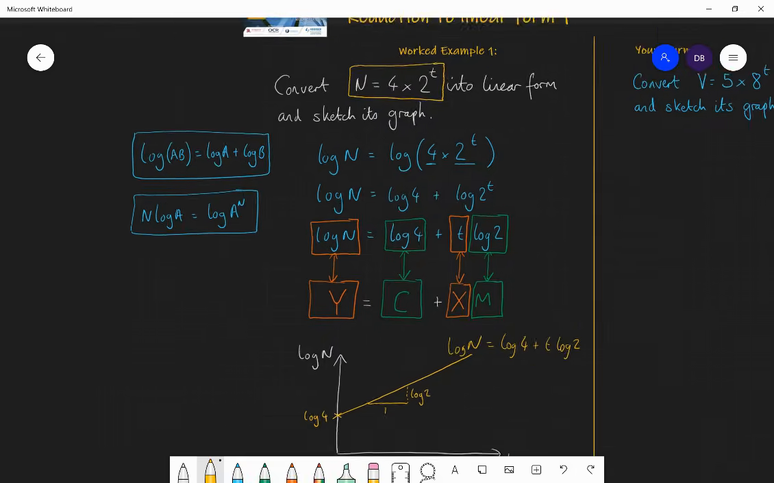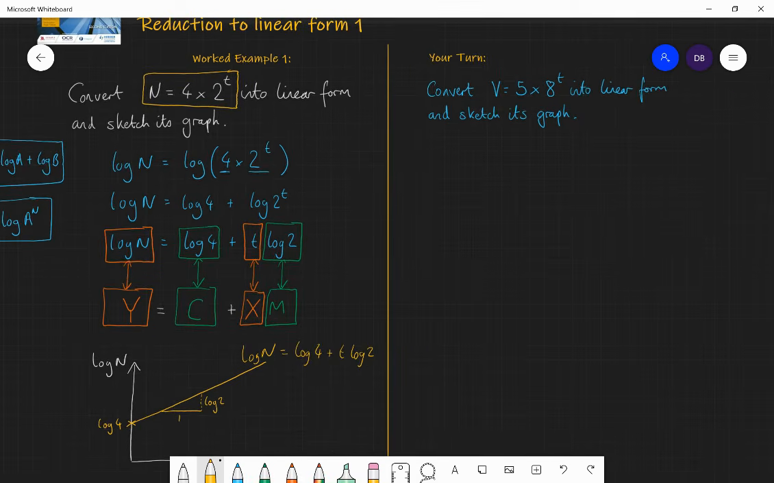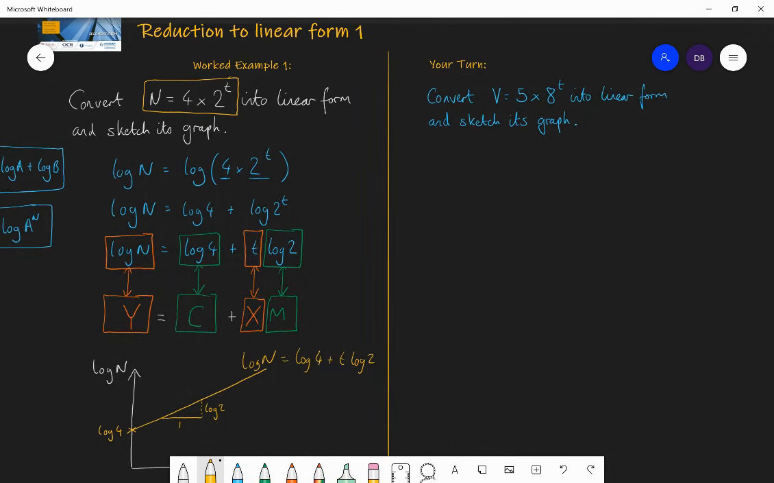Let's see if you can have a go. So I want you to convert v equals 5 times 8 to the power of t into linear form and then sketch its graph. So pause the video and have a go.